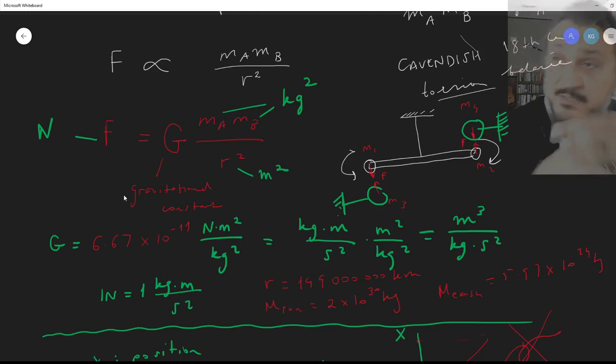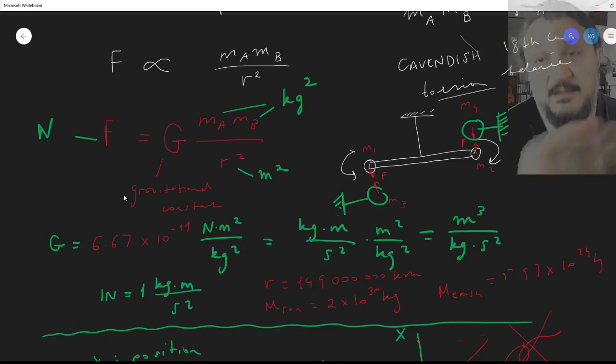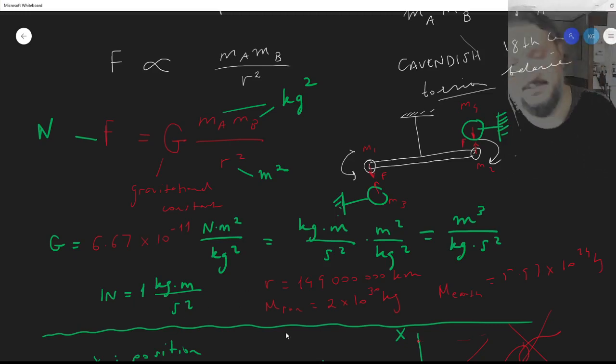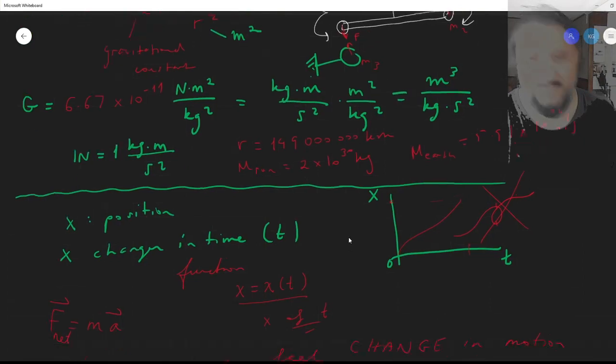This F will be the force the Sun exerts on the Earth, which is equal to the force Earth exerts on the Sun. Newton's third principle. You can find it and see what kind of a number we're talking about.